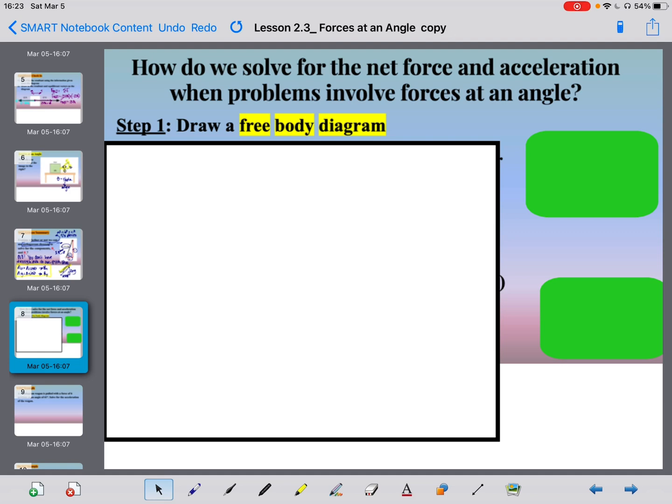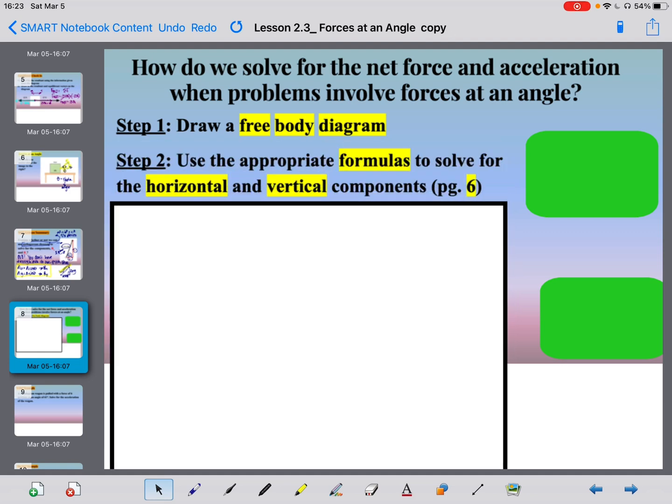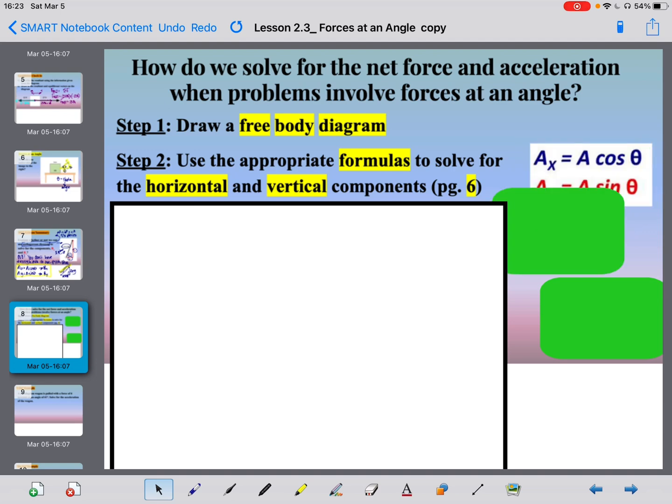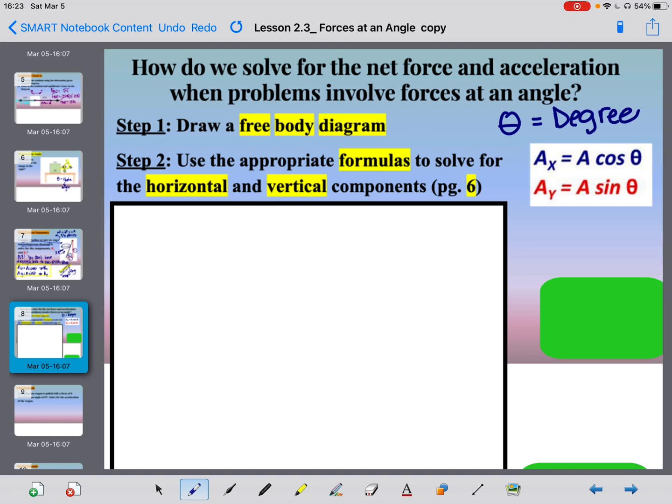Step 2, you're going to use the appropriate formulas to solve for the horizontal and vertical components, and these formulas can be found on page 6. The formulas are Ax equals A cosine theta and Ay equals A sine theta. Remember, theta needs to be in degrees, not radians. So when you're using a calculator, make sure that the angle is set to degrees, not radians, because radians will give you the wrong answer.